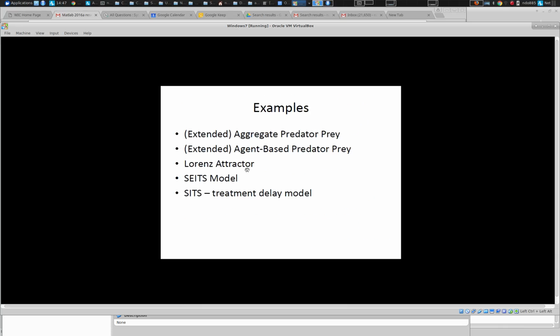So we're going to pull out a couple of these models, and we're going to examine state spaces for them, okay? And summaries of the state space. The first one I'd like you to open up is going to be one for an aggregate predator-prey model, okay?